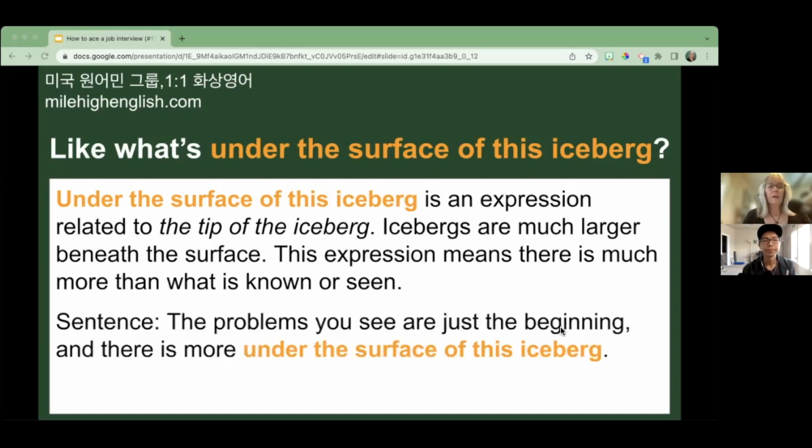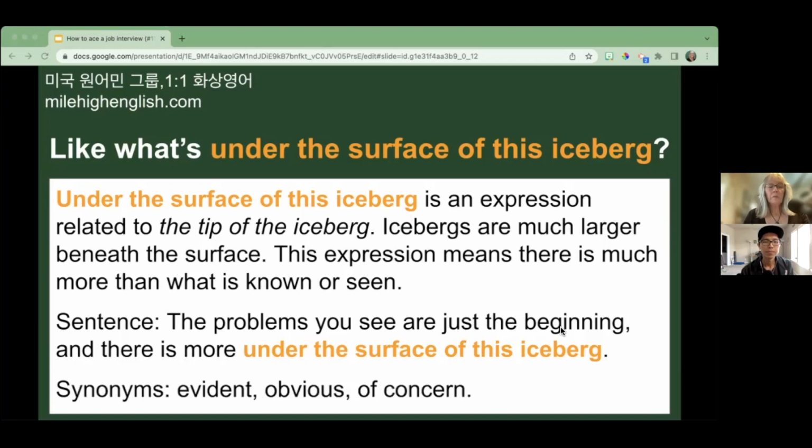Okay. A sentence using the expression: the problems you see are just the beginning and there is more under the surface of this iceberg. So knowing what this expression means, what do you think that sentence means in your own words? So there might be a lot more problems like that you don't see. Exactly. It's like you're just seeing the tip of the iceberg, and what's under the surface of the iceberg could be a lot more concerning or worrisome.